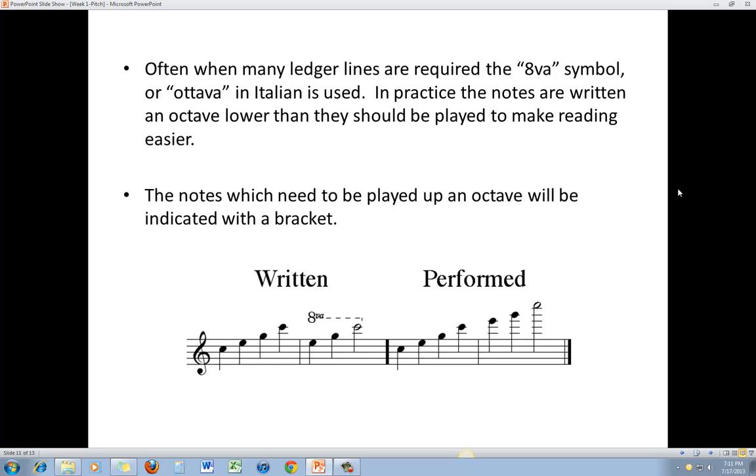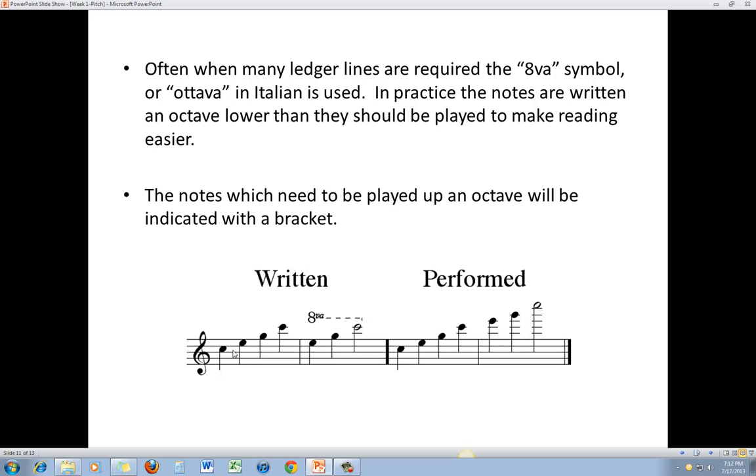Reading ledger lines can be a challenge, especially when you get many ledger lines. So there is a common practice, which is using the 8VA symbol, or in Italian, Italian is used for many musical terms, ottava. This indicates that the notes are actually played an octave higher than they are written. It makes it much easier to read.